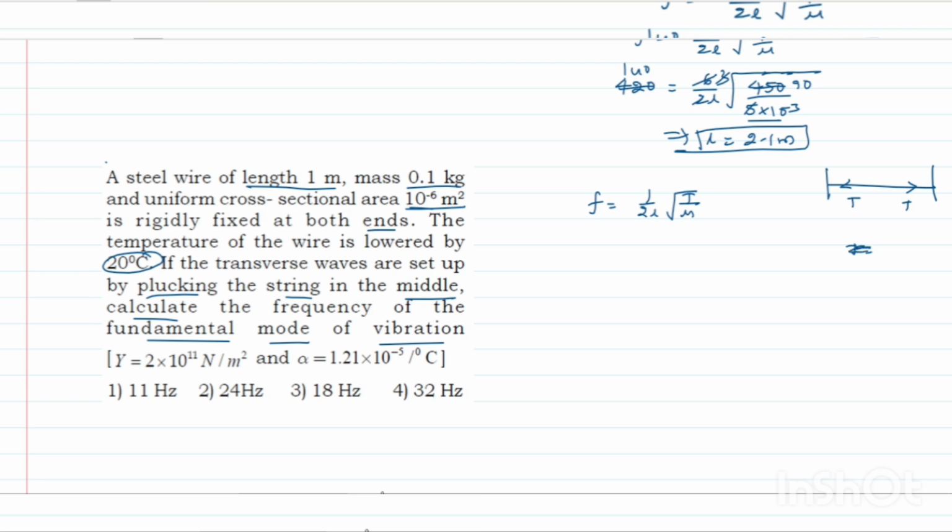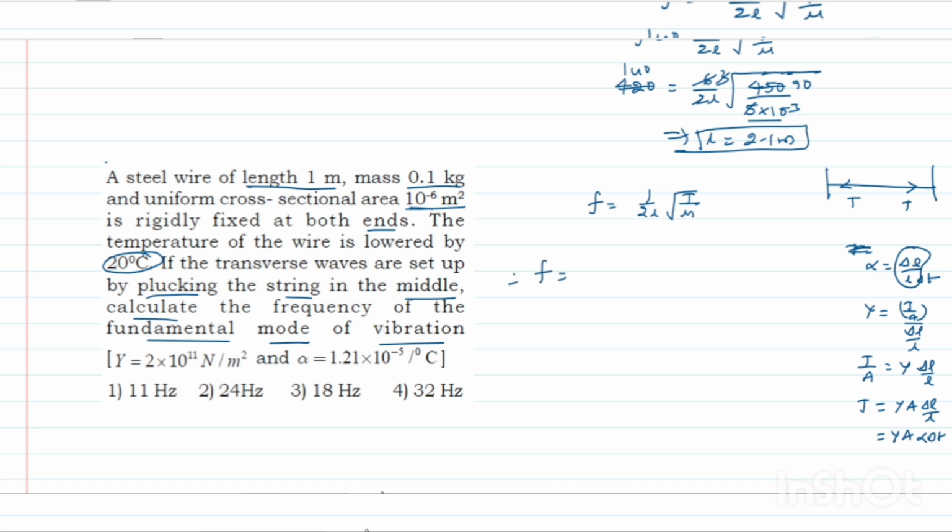Here you know the formula, else here you can take alpha equals delta L by L into delta T, and Y equals the thermal stress, tensional force per unit area, by delta L by L. With this, T by A equals Y into delta L by L, and T equals Y into A into delta L by L. Here, instead of delta L by L, you can take alpha into delta T.